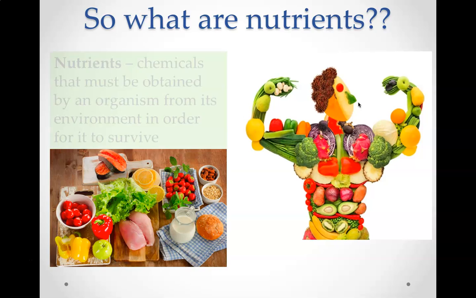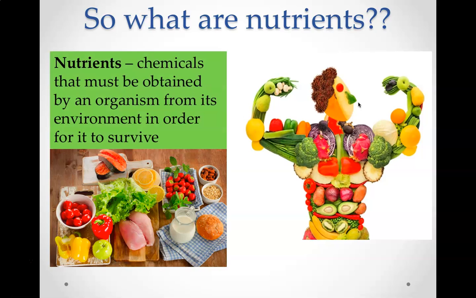What are nutrients? Nutrients are chemicals that must be obtained by an organism from its environment for it to survive. So we couldn't just stop eating. We need those nutrients that we obtain from our food, and the type of food that we do eat is really, really important.